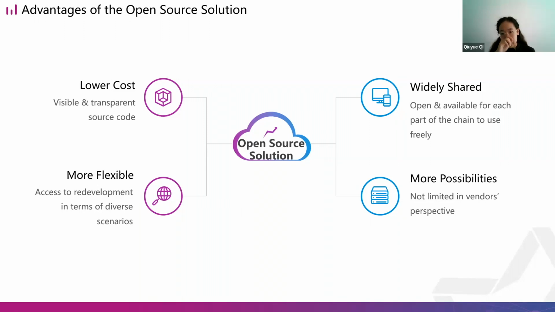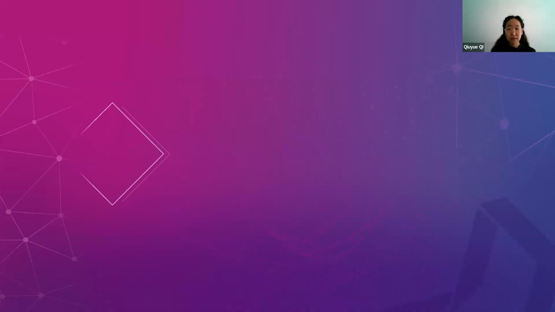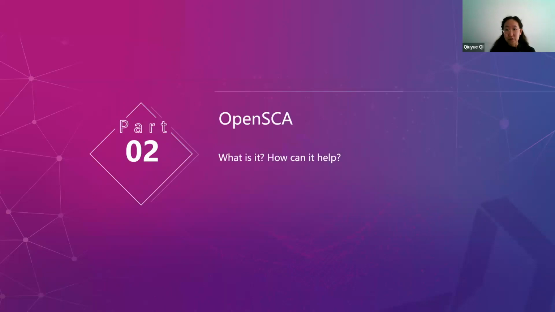In other words, turning to open source is a reasonable choice when trying to find a compatible and high potential answer to the question of managing open source security. It's transparent, accessible to redevelopment, open to the upstream and downstream, as well as more possibilities and creativeness. Now let's go further into OpenSCA itself, about what it is and how it can help.